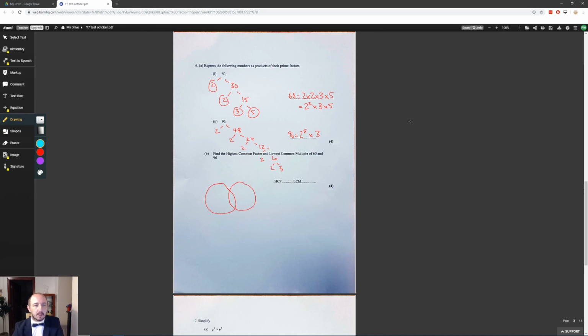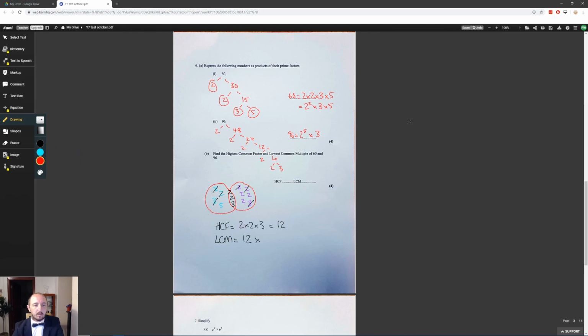So 60 is 2, 2, 3, 5, and 96 is 2, 2, 2, 2, 2, and 3. So we can score out the ones that are the same in both: 2, another 2, and a 3. So the HCF will be 2 times 2 times 3 from the intersection, or the overlap of these, which is 12. And the LCM is going to be the HCF times the remaining numbers.